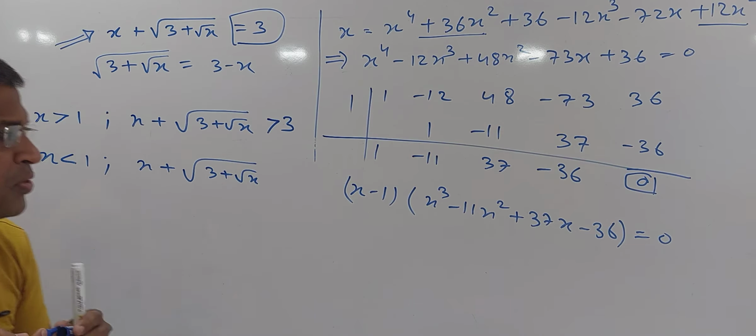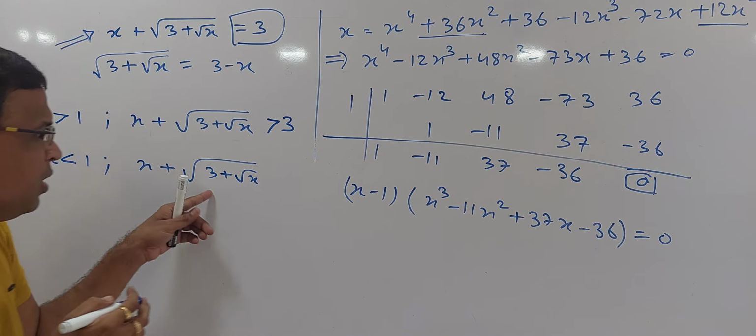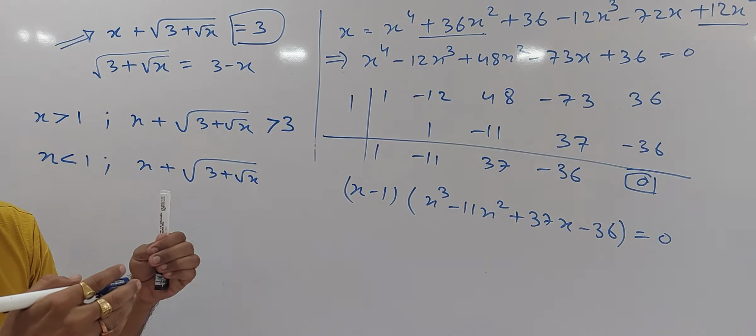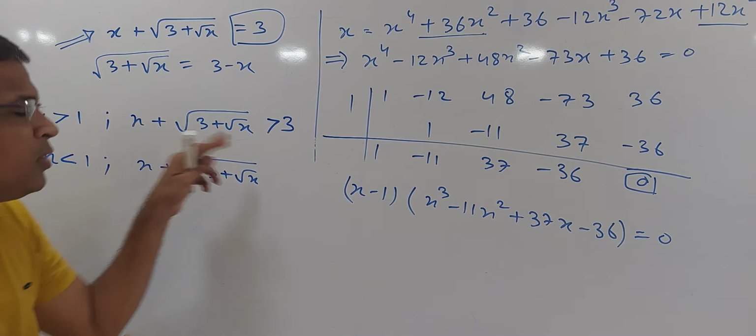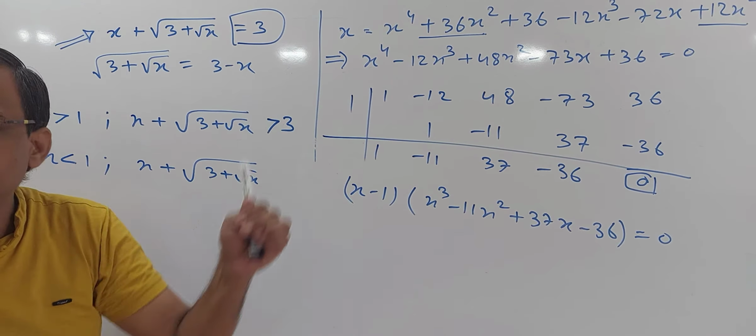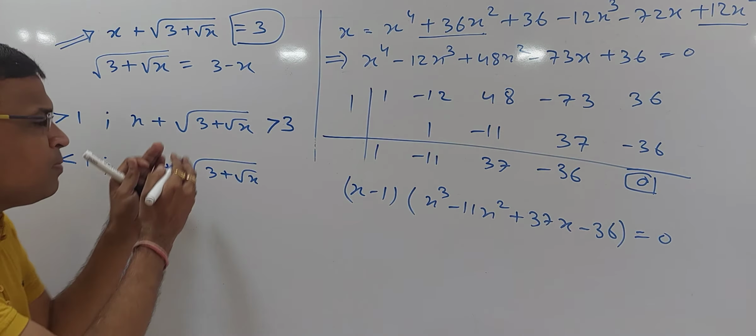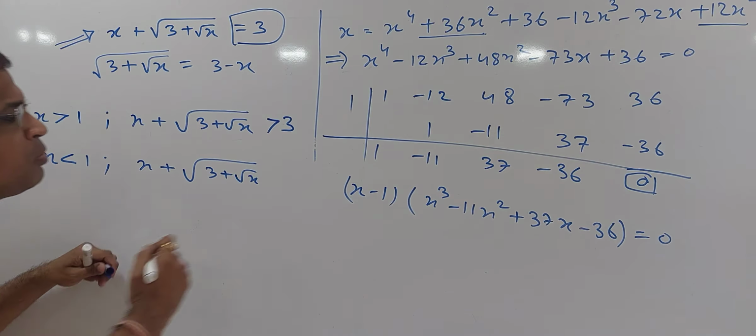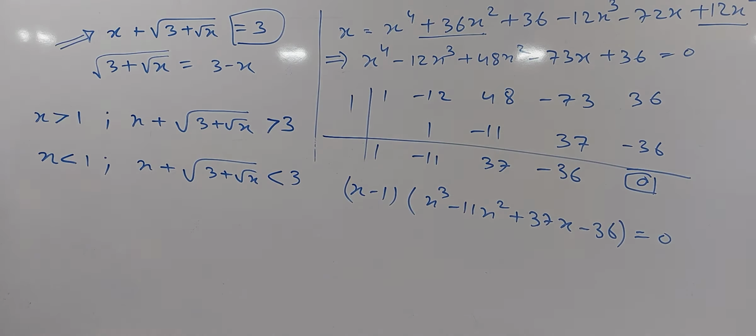So x is less than 1, so root x will be less than 1, and 3 plus a value less than 1 means in total it will be less than 4. So under root of less than 4 is less than 2. So my answer for this will be less than 2, and x is already less than 1. So a number less than 1 plus a number less than 2 adds up to give a number less than 3.